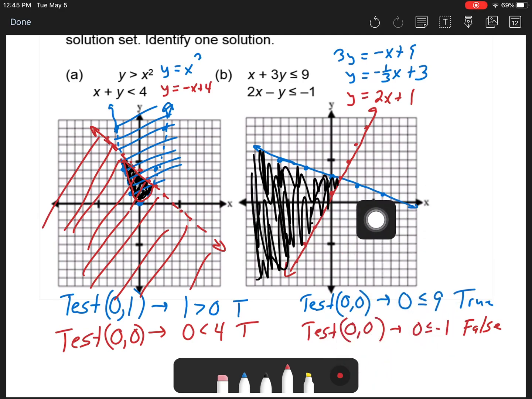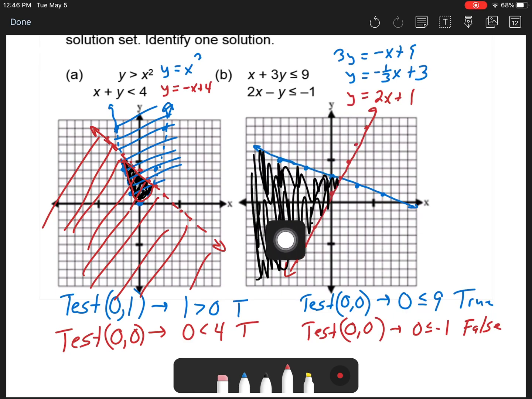Okay, and then in the red line, testing 0, 0, I get the statement that would read 0 minus 0 is less than or equal to -1, 0 is less than or equal to -1, that is false, that's not true. And so where I tested on the red one, now you can see that the origin on that one is actually on this side of the line, and that was false, meaning I would have to shade on this side of the red line, the upper left part.